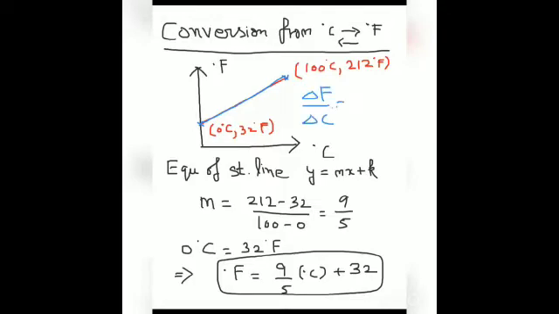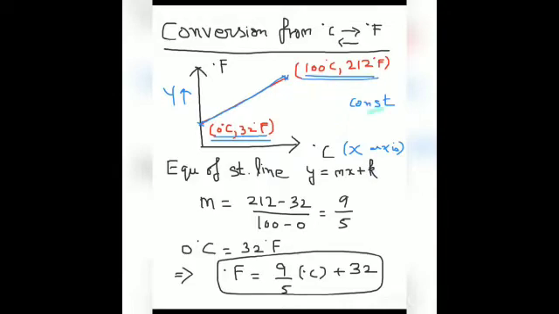A graph can be drawn by taking Celsius scale on the x-axis and Fahrenheit scale on the y-axis. You can see here, there is a straight line where the points are (0, 32) and (100, 212). This is a straight line. And for finding out the relation, we have to find out the slope.